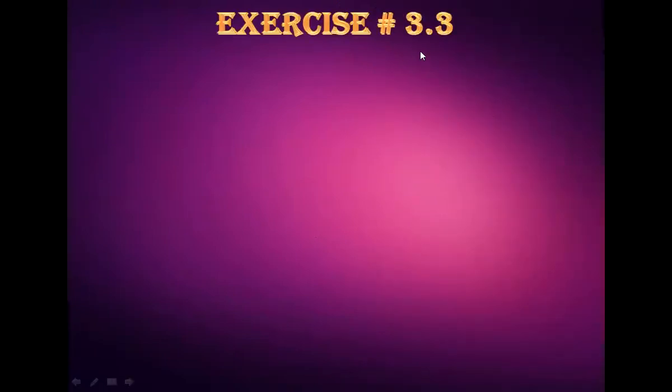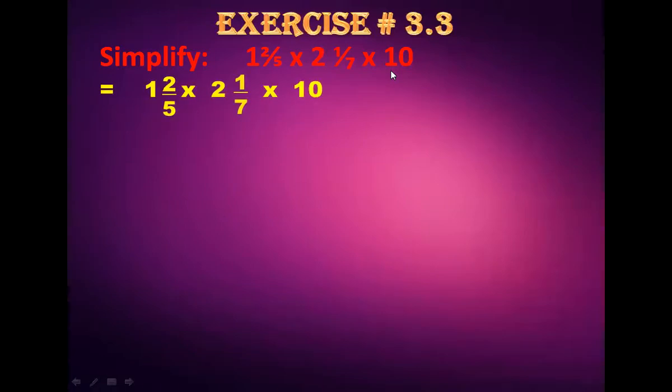Here you have exercise number 3.3. In exercise 3.3 you have a question. What you have to do is simplify it: 1 whole 2 upon 5 multiplied by 2 whole 1 upon 7 multiplied by 10. It is very simple. In the first step, you will convert them into improper fractions. Why? 5 multiplied by 1 is 5, and then your answer will add to the numerator, so 5 plus 2 will become 7. Your denominator will remain the same.